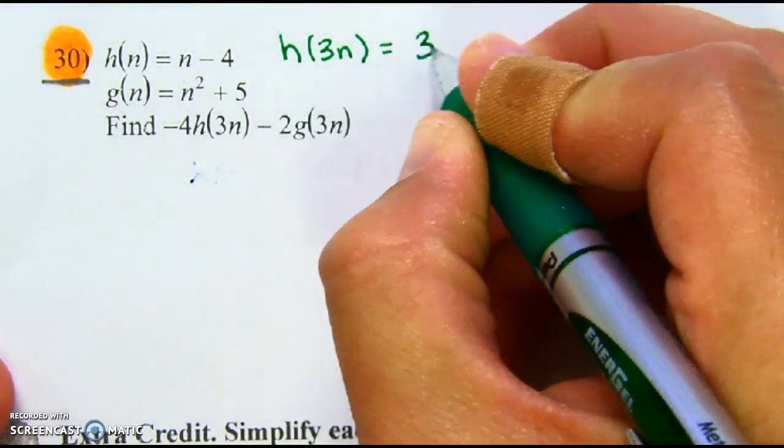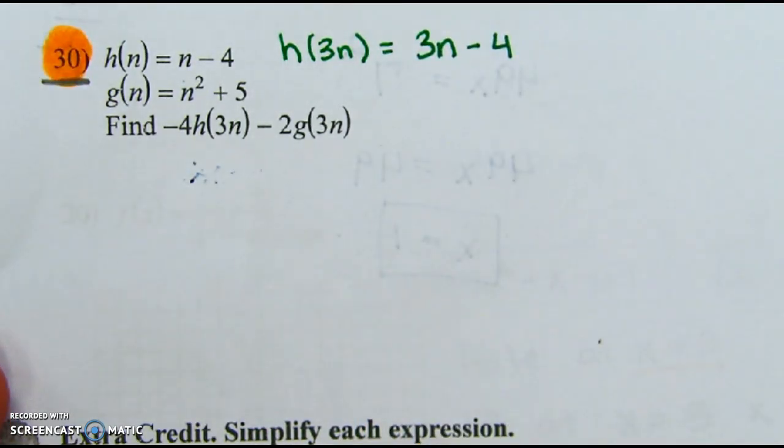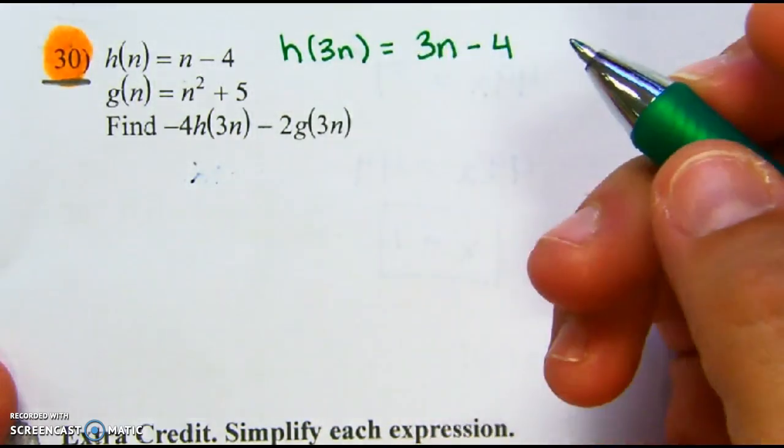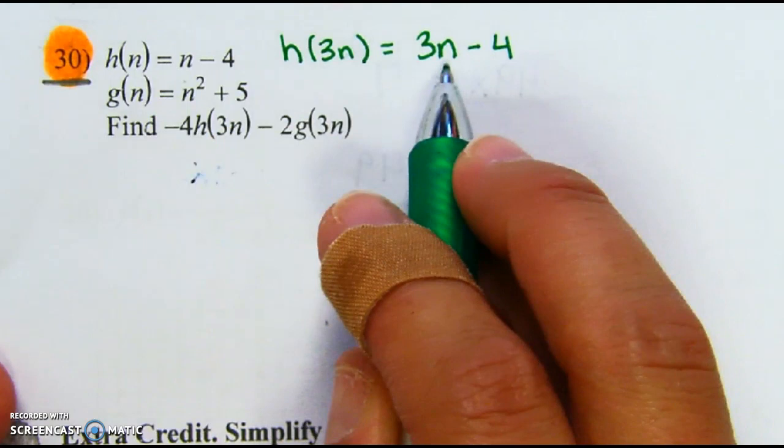You will be doing this in any math class you take next year: calculus, pre-calculus, Math 4, MRWC. This is very, very, very important. Okay, that's h of 3n. Yeah, that's it. Take the n out, replace it with 3n.